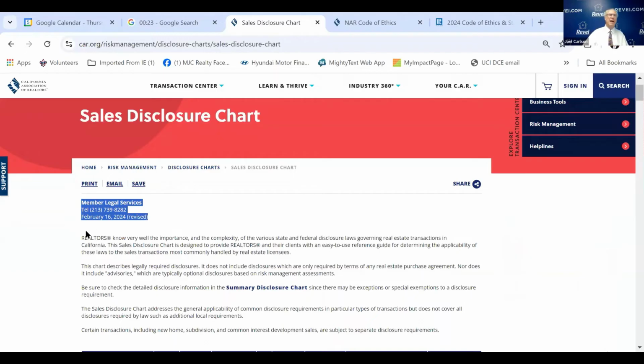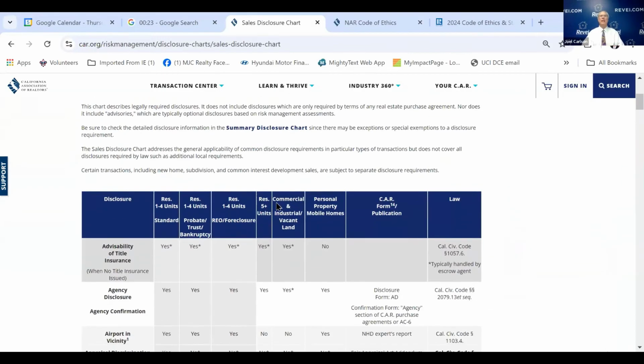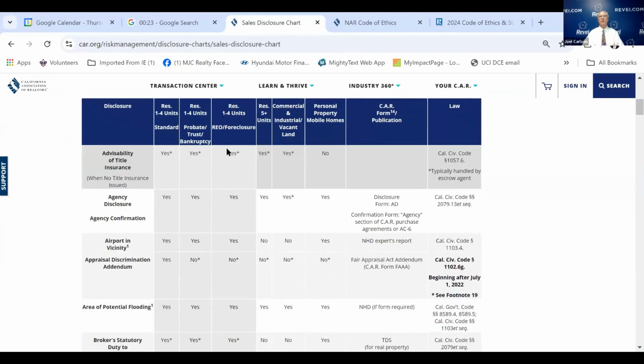This form was revised February of this year. It is broken up into 4 areas. The first 3 columns are 1 to 4 residential units. If it is a standard sale, these are the disclosures. And these are the ones I counted. I'm a numbers guy. I saw this, I said, are you kidding me? And I counted 48.